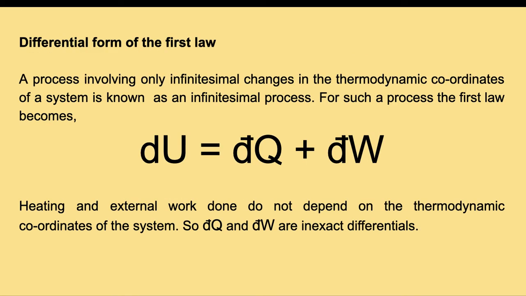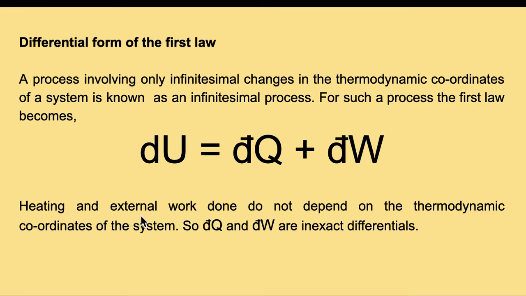And next is the differential form of the first law. A process involving only infinitesimal changes in the thermodynamic coordinates of a system is known as an infinitesimal process. For such a process, the first law becomes dU equals d-bar Q plus d-bar W. We have already written this term d-bar W. The bar shows an inexact differential, and d means it is an exact differential. Exact differential means it depends only on the initial and final points and not on the path. It is a point function and not a path function. And when it is inexact, it depends on the path. That is why you are considering it as inexact. dU equals d-bar Q plus d-bar W.